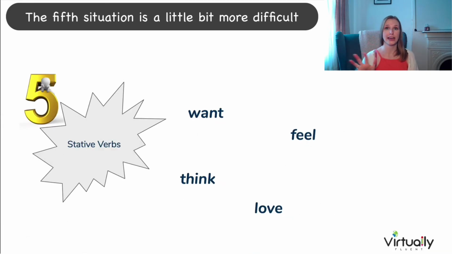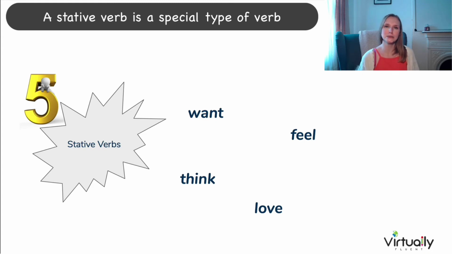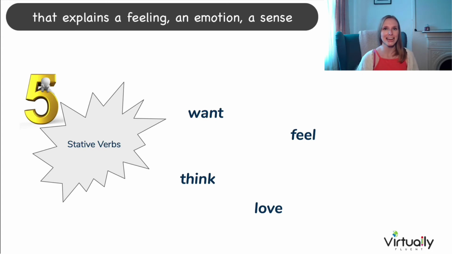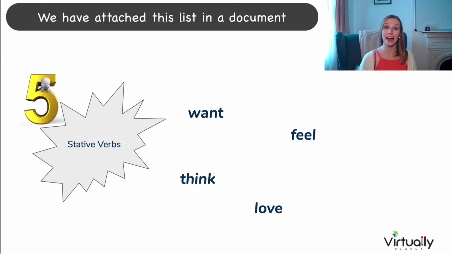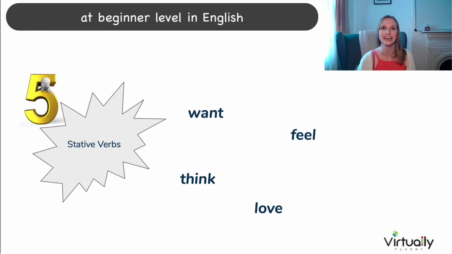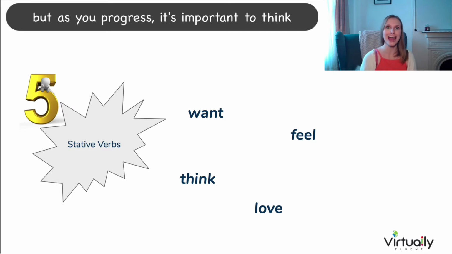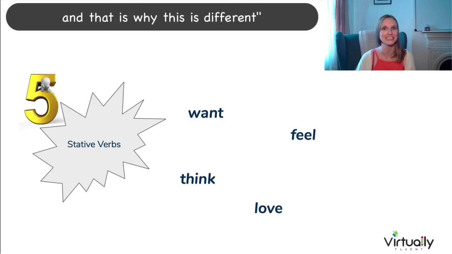The fifth situation is a little bit more difficult. This is with stative verbs. A stative verb is a special type of verb that explains a feeling, an emotion, a sense. There is a long list of stative verbs in English. We have attached this list in a document underneath this video. You don't need to know all of these verbs and their definitions at beginner level in English. But as you progress, it's important to think, oh, maybe that's a stative verb, and that is why this is different.